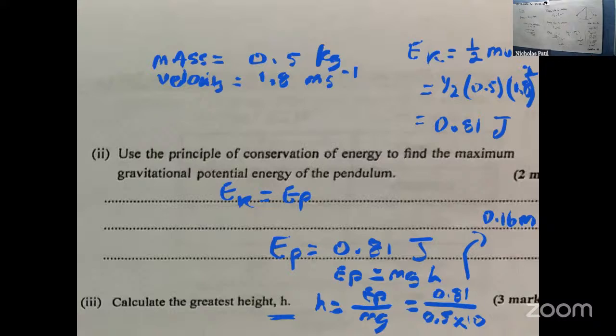So some people said this, which is not a bad idea. They used v as the square root of 2gh. If you make h the subject, you'll get v squared over 2g. So v squared is 1.8 squared over 20 by 10. Let's see if we get the same thing. Yeah, very good. Once there's a conversion of kinetic to potential, you can use that.